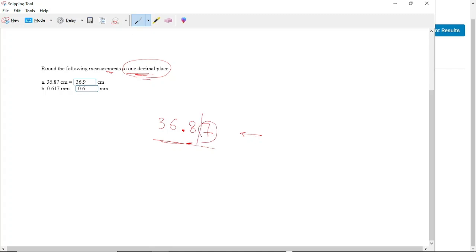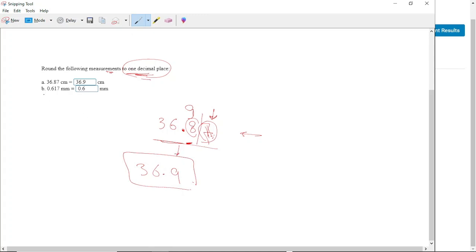So check the 7. If we need to round, it's more than 5 or below 5. It is more than 5, so this number will be rounded up by 1. So it will be 9. And this will be neglected. So it will be 336.9.